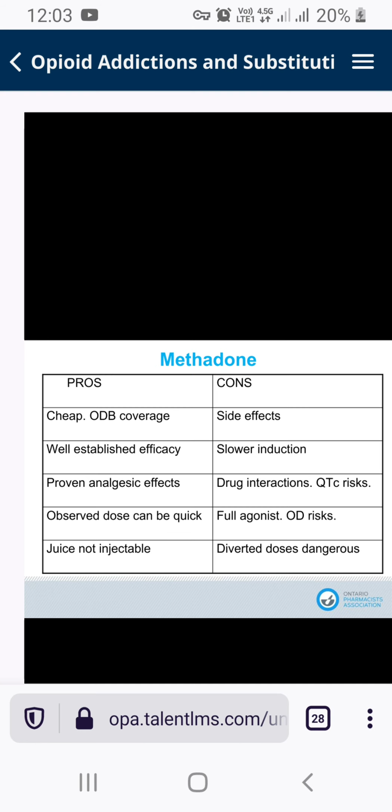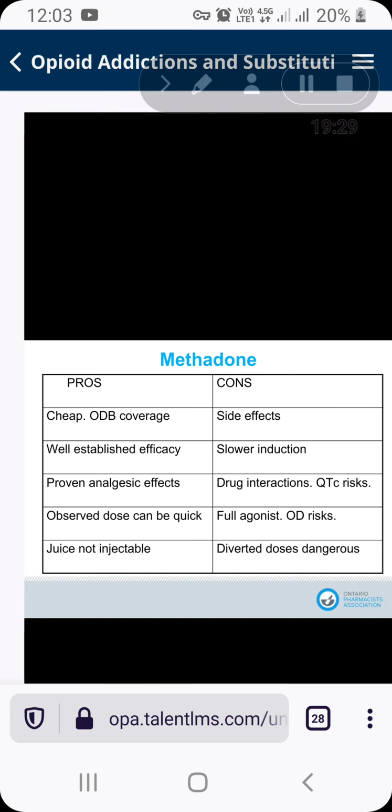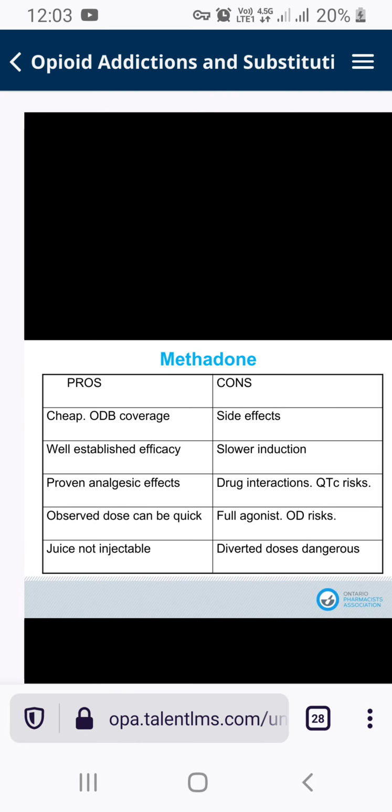Here are just some pros and cons of the different medications. Methadone definitely is cheap and it has coverage. Well established, lots of studies. It can be used in neuropathic pain, or there are some studies on that. Observing the dose for the pharmacist is very quick. They swallow the methadone and they're out of there. They can't inject the juice, or if they do, they get quite sick.